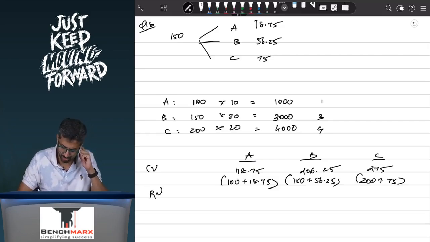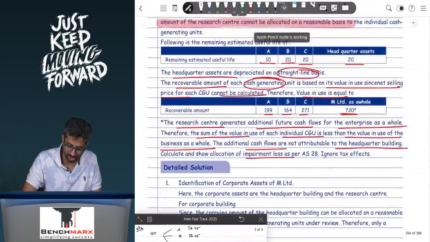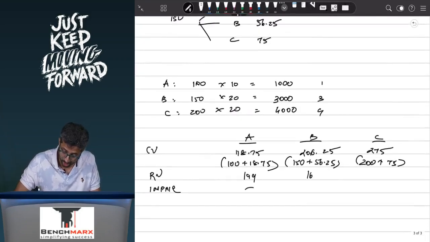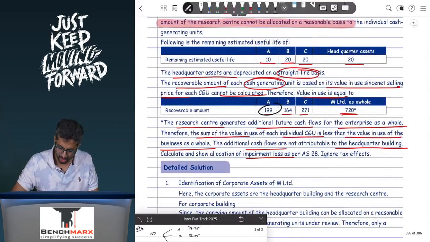If I were to compare this with the recoverable value, my recoverable value will be given to me. This is 199, and hence there is no impairment. For impairment, my recoverable value should be lower. Over here this is 199, second case this is 164. So here there would be an impairment. This is 206.25 minus 164, and this comes to 42.25 overall impairment loss. And lastly, this is coming to 271 or something, and hence there is an impairment loss of 4 rupees.